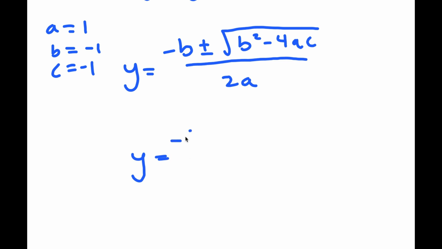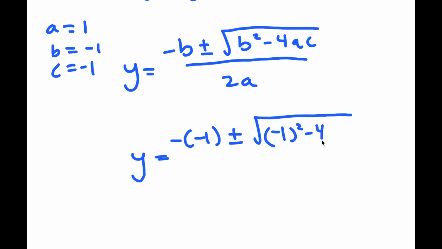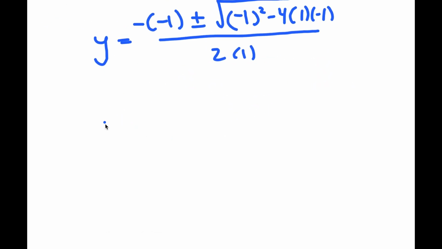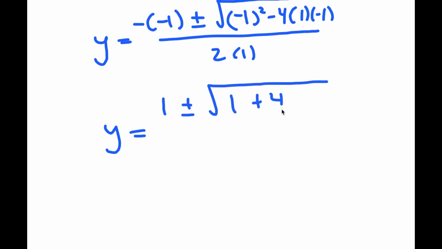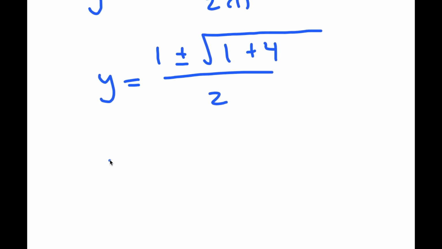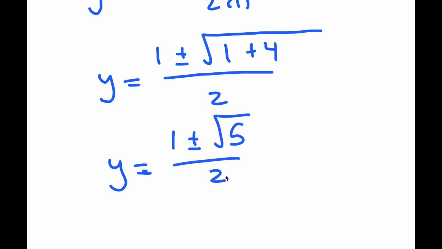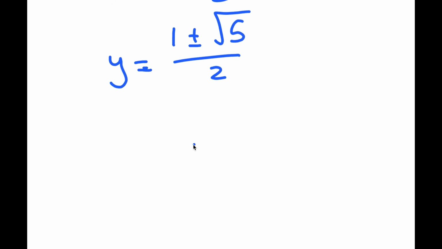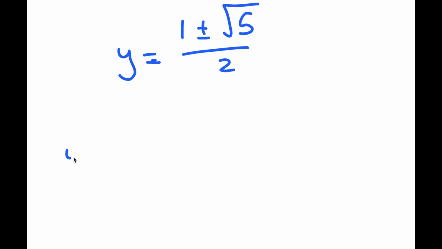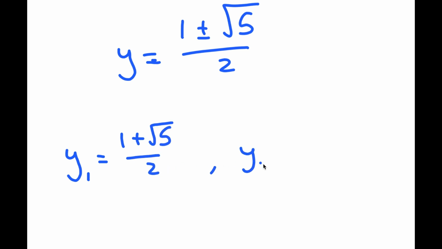So I get y is equal to negative of negative 1 plus or minus the square root of negative 1 squared minus 4 times 1 times negative 1, all over 2 times 1. And now this is equal to 1 plus or minus the square root of 1 plus 4 over 2, which is equal to 1 plus or minus the square root of 5 over 2. So I now have two solutions of y. I have y is equal to 1 plus the square root of 5 over 2, and y is equal to 1 minus the square root of 5 over 2.